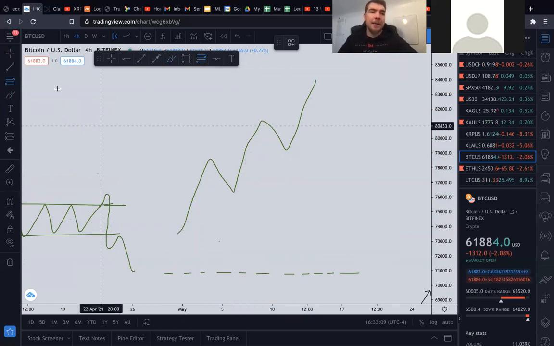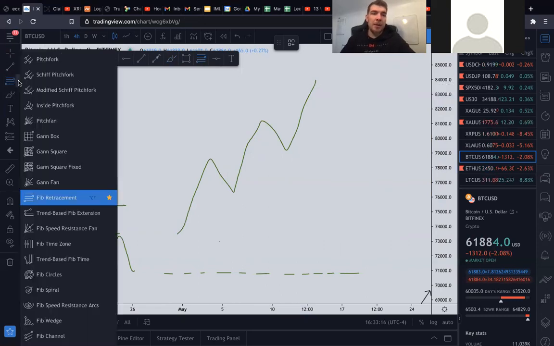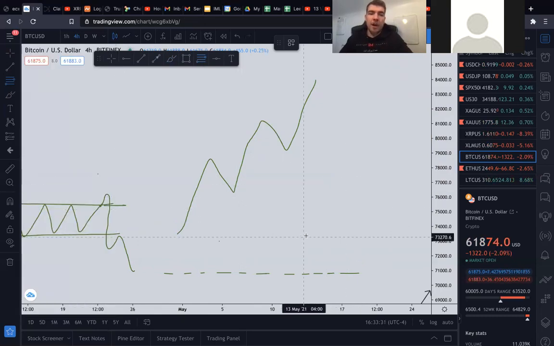We want to drag this particular tool. On tradingview.com, you can find it right here on the left-hand side. On this little button, it might be a pitchfork. It might be one of these funny little things here. But when you click on this button right here, there's a little arrow. You scroll down. Boom, it's called Fib Retracement. Click on that baby, and you're going to drag it.